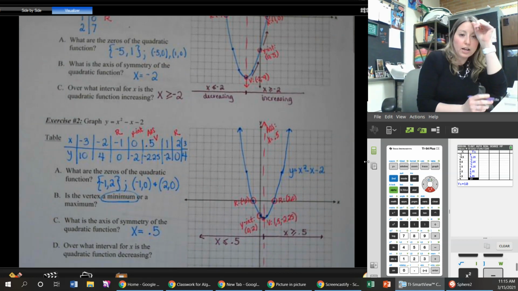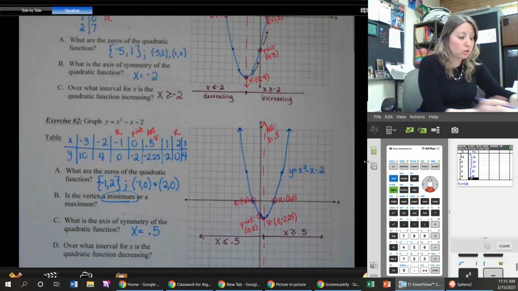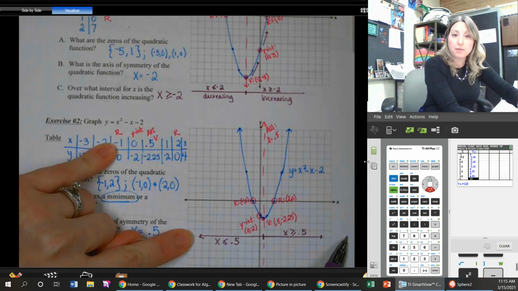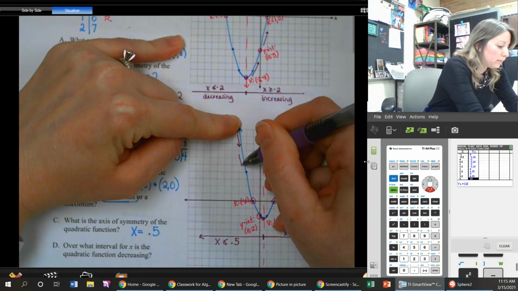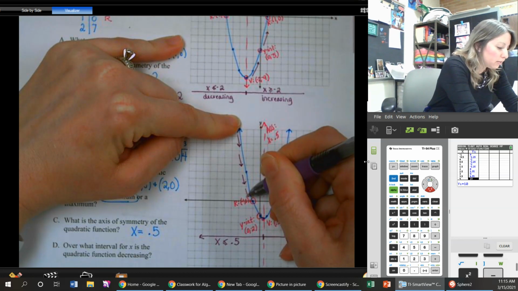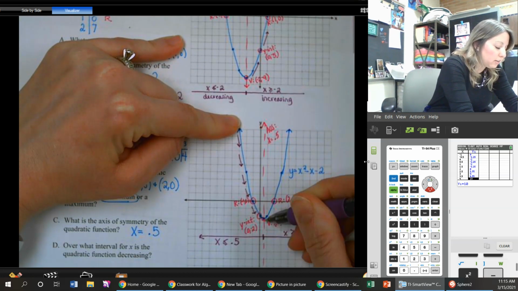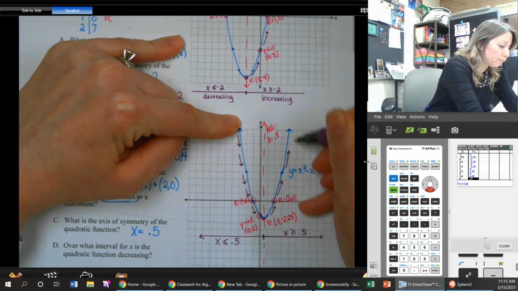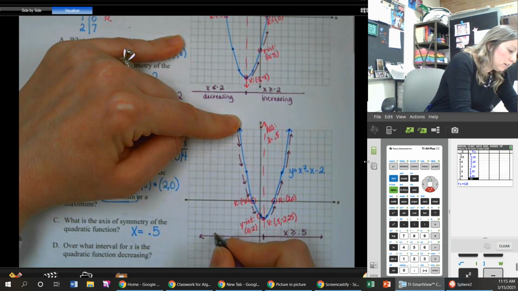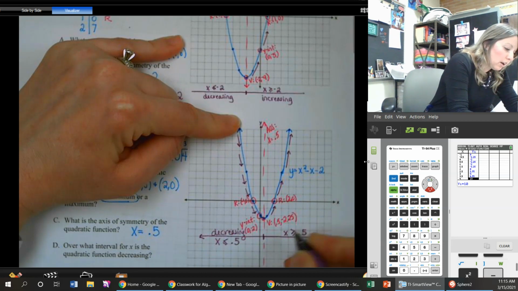Okay, now let's just look at what y is doing as x goes. So here, y is getting smaller until it gets here, and then y gets bigger. So on this side, y is decreasing, and on this side, y is increasing.